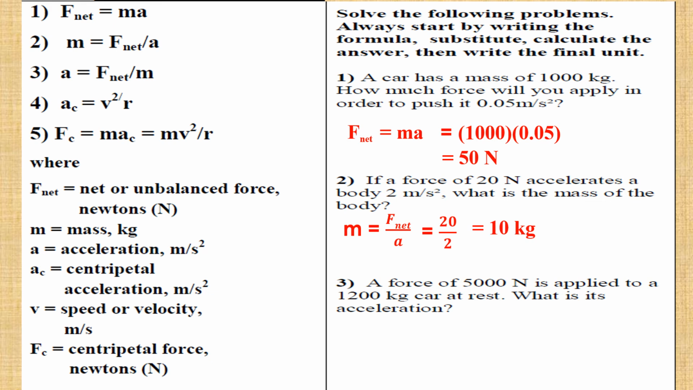Number 3, a force of 5,000 newtons is applied to a 1,200 kilogram car at rest. What is its acceleration? So using formula number 3, acceleration equals F net over m. Substituting, we get 5,000 newtons divided by 1,200 is equal to 4.17 meters per second squared.